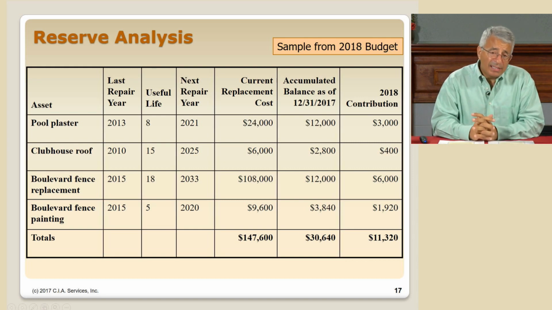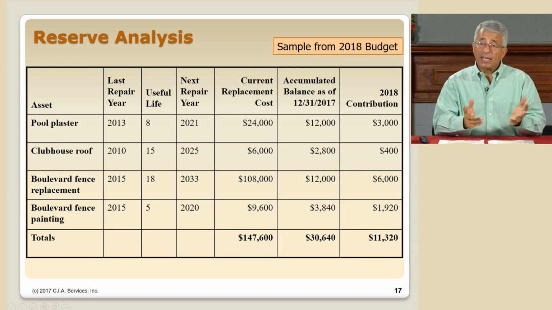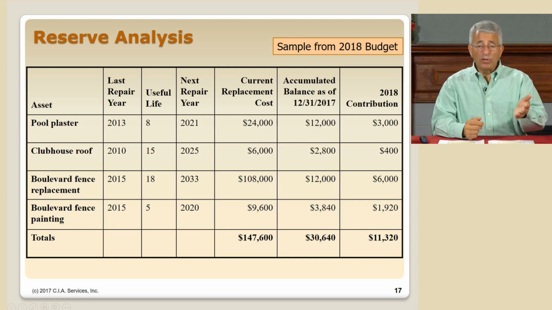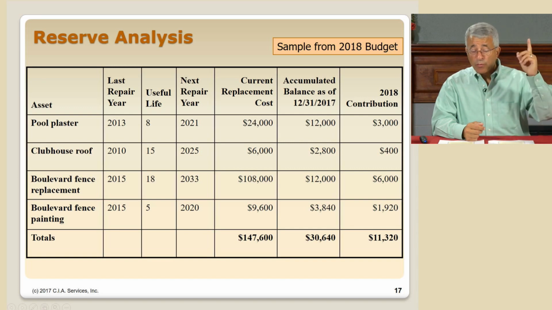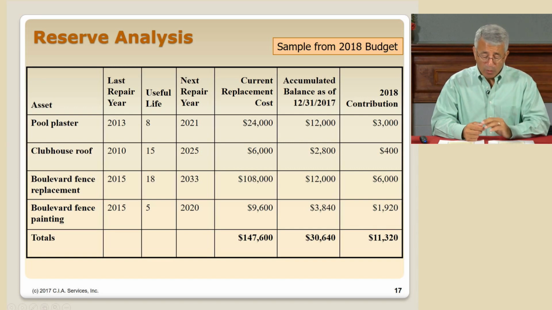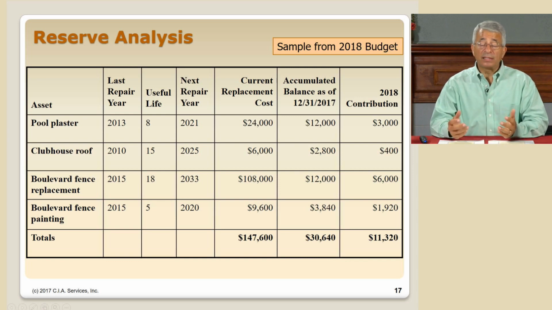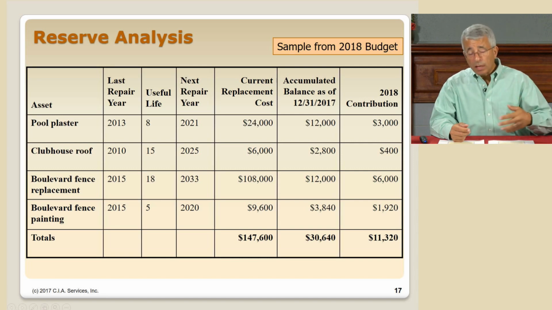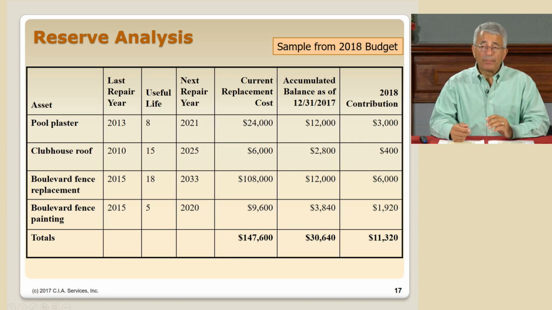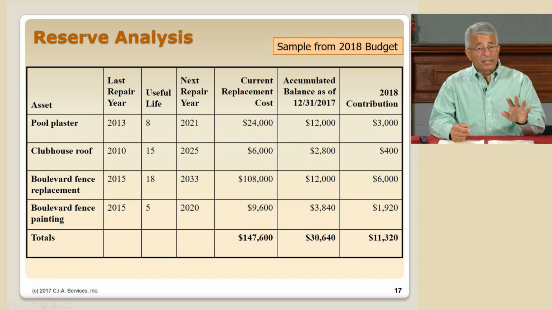So on the left-hand side, we have the asset itself. For example, the pool plaster. We have an asset of the clubhouse roof that needs to be replaced at some point. We have an asset of a boulevard fence. And this particular boulevard fence is painted, and so we need to repaint it every once in a while. So those are the 4 assets of this community.